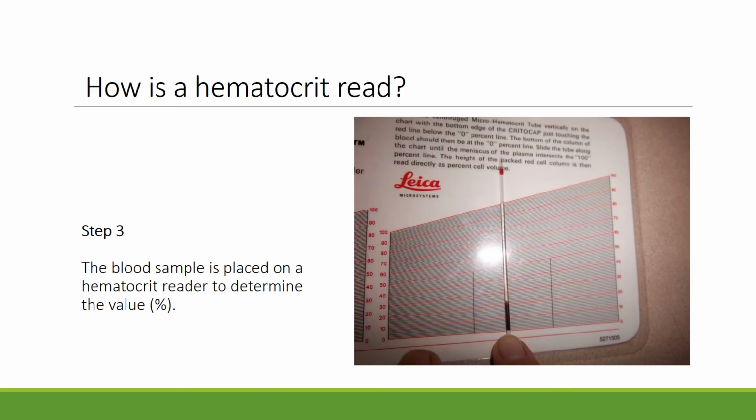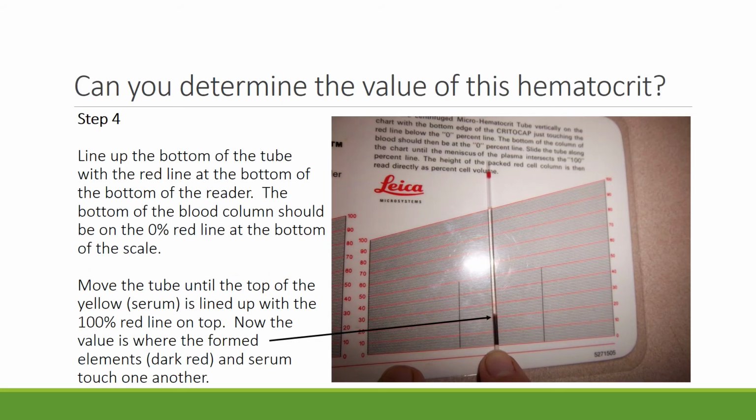The next step is to read the hematocrit, and this is done using a hematocrit card reader as seen in the picture. To determine a reading, place the hematocrit tube on the chart. The end of the tube with the Critoseal should touch the bottom red line. The bottom of the blood column should touch the 0% line. Now slide the tube along the chart until the top of the blood column reaches the 100% line. Now read the top of the red column on the scale to the right.